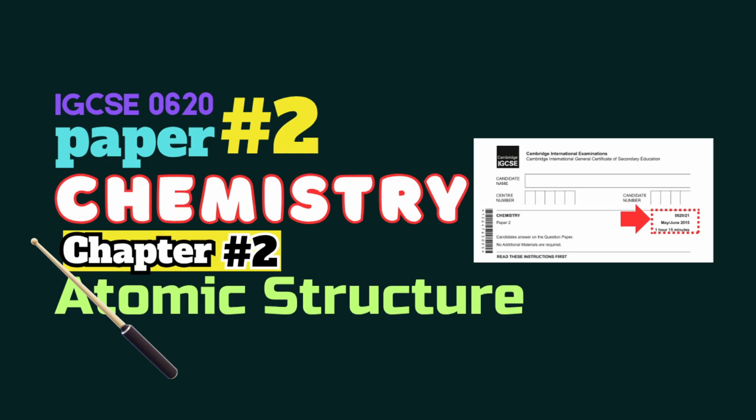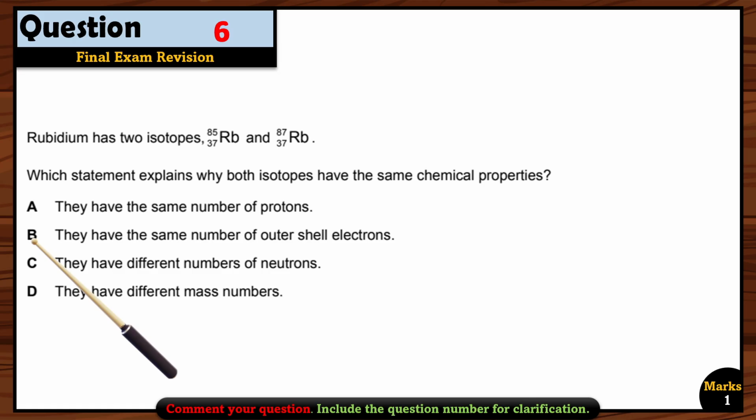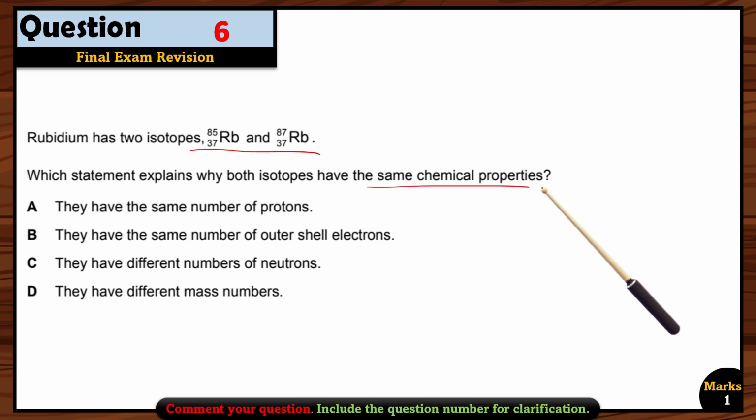Now let's see some questions related to chapter 2, atomic structure, and see how we can avoid some common mistakes in these questions. Let's see this question. Rubidium has two isotopes. Which statement explains why both isotopes have the same chemical properties?